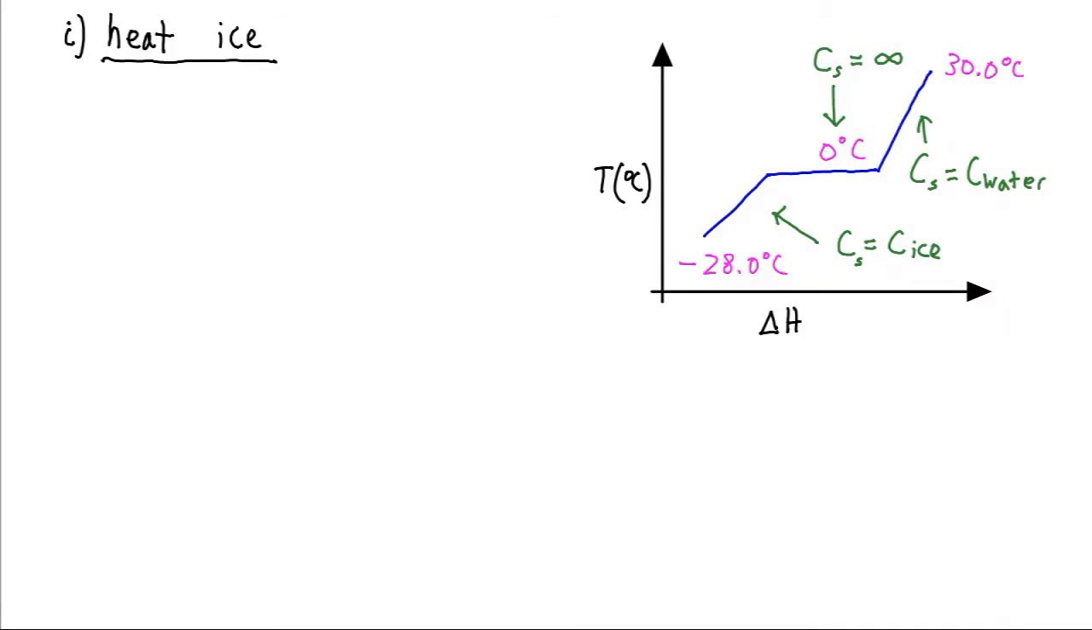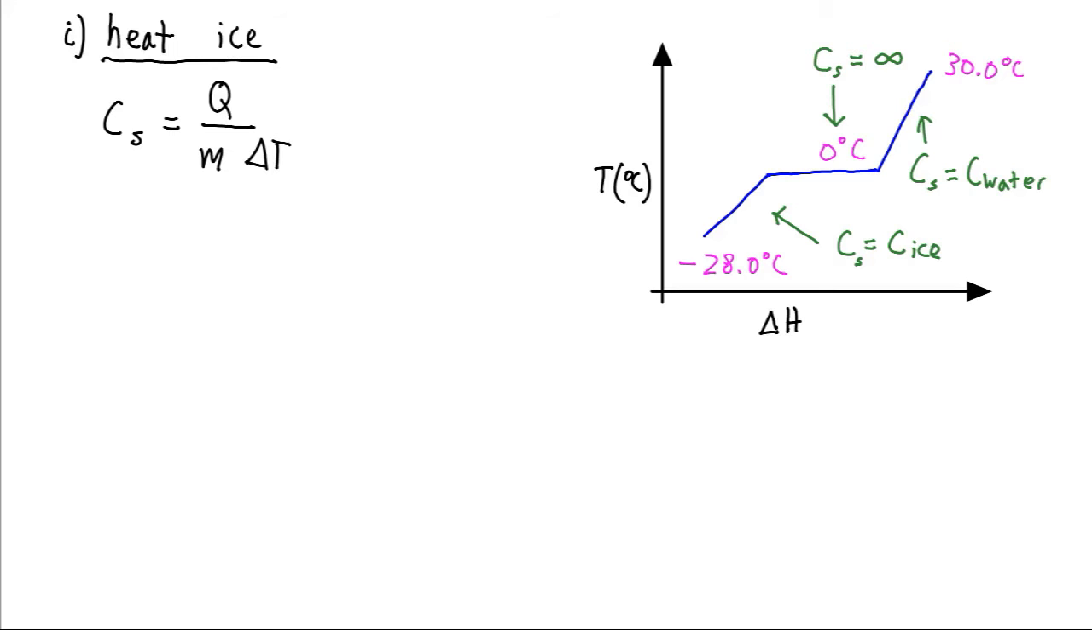Well, let's start on the first part. We need to heat the ice up to our transition temperature here. So remember the formula for heat capacity. The specific heat of the substance is equal to the change in heat, the amount of heat that you have to dump in, divided by the mass of the substance times the change in temperature that happens when you add that heat to the system.